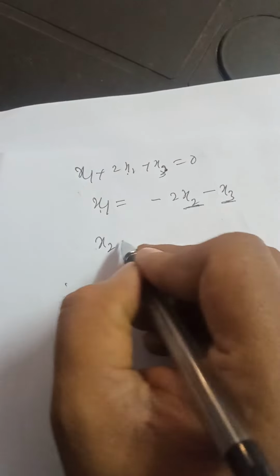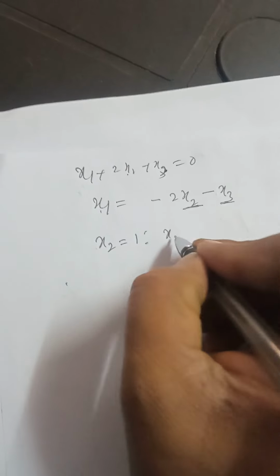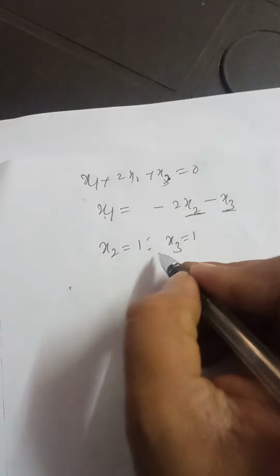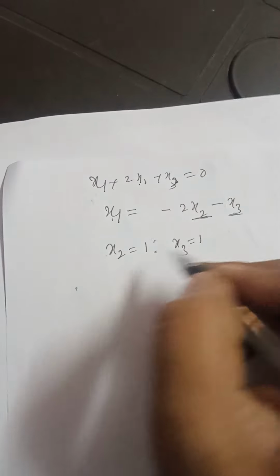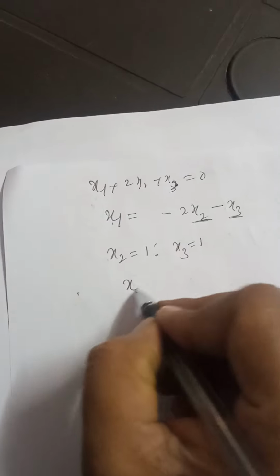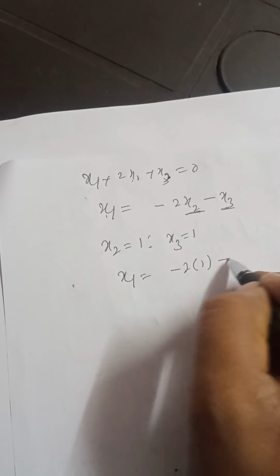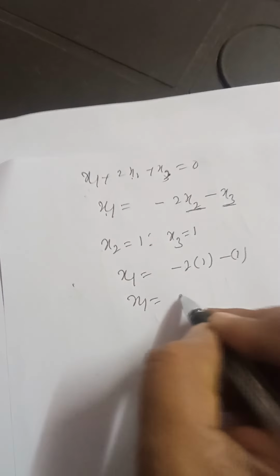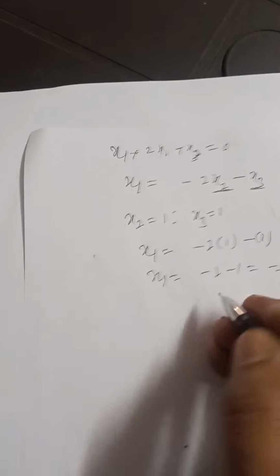Here I am choosing x2 is equal to 1, x3 is equal to 1. I am choosing like this. If you want, you can choose 2 comma 2, 2 comma 3, 4 comma 5, your wish, or k comma k. Now x1 is equal to what? Minus 2 into 1, minus 1. x1 is equal to minus 2 minus 1, which is minus 3.